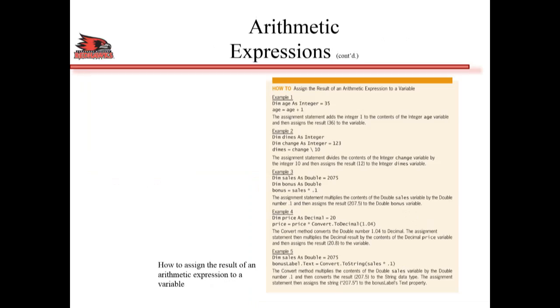So here are some examples about how to assign a variable and do some arithmetic operation. So in the first example, you assign a variable age, and it's an integer with value 35, and you want to count up age, so age equals age plus 1. So what it does, basically gets the previous value of age and then adds 1 to it, and then stores that in the same variable age.